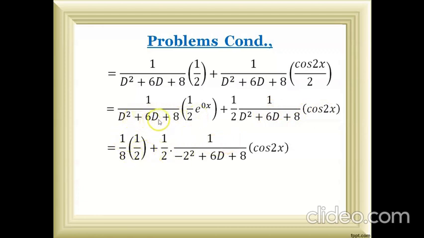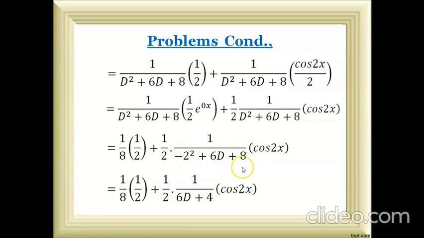After replacing d equal to 0 in the first particular one, I will get 1 by 8 alone. So the total term becomes 1 by 8 into 1 by 2, because we know that e power 0 value is also 1. So we get only 1 by 8, 1 by 2 in the total value. And here, 1 by 2 into, we are replacing d square by minus a square. So minus 2 square is minus 4, plus 6d plus 8, into cos 2x. After simplifying the denominator, 6 minus 4 plus 8 is plus 4, into cos 2x.